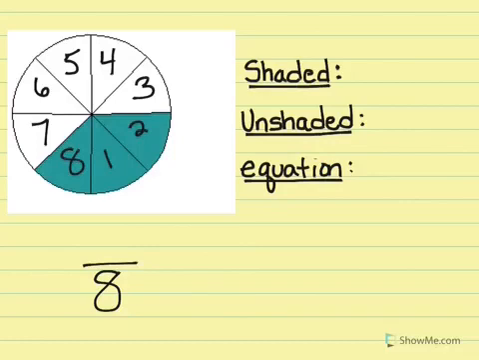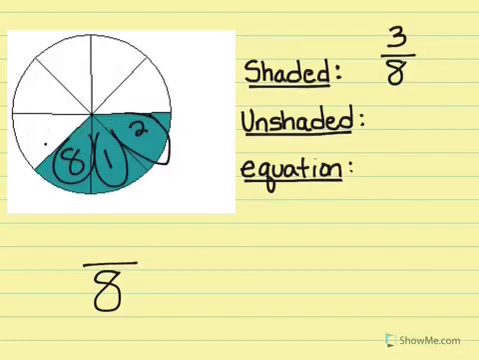Now I'm going to name the fraction that is shaded. So my denominator is 8, but I have 1, 2, 3 parts that are shaded. So 3/8 is my fraction. I'm going to erase these numbers.